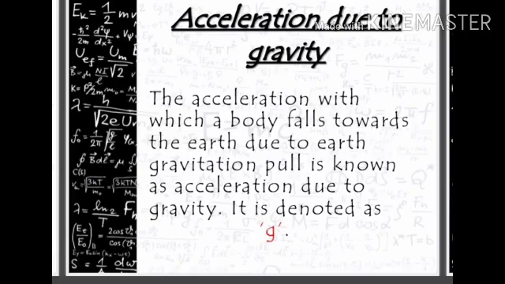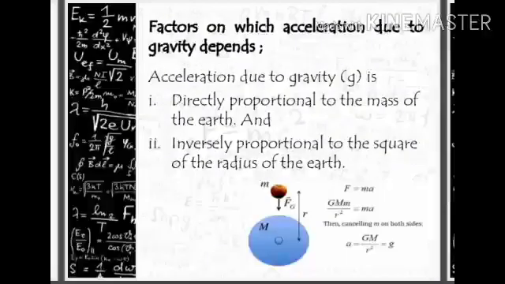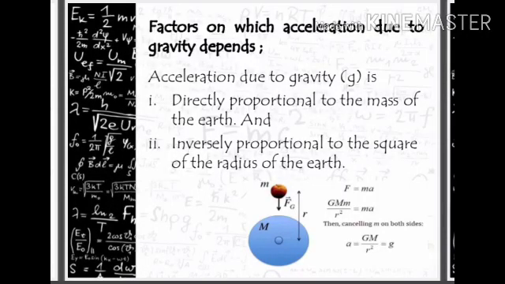So after that we will discuss factors on which this acceleration due to gravity depends. That is, acceleration due to gravity is directly proportional to the mass of the earth and inversely proportional to the square of the radius of the earth. So therefore this acceleration depends upon the mass and the distance, which is inversely proportional.